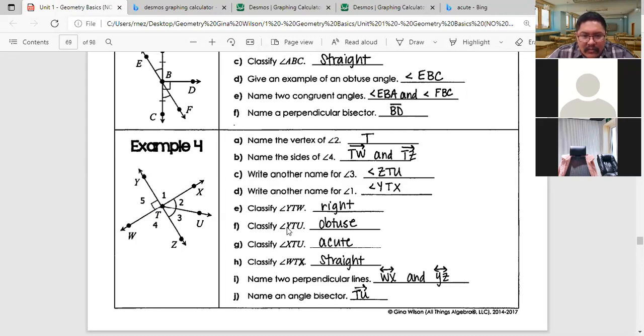Classify YTU. So that's this angle here, and you can tell it's really big, so it's bigger than 90 degrees. I would think that angle 1 would also be perpendicular. And you can see that when you combine them both, it's definitely bigger than 90 degrees. So that would be obtuse.